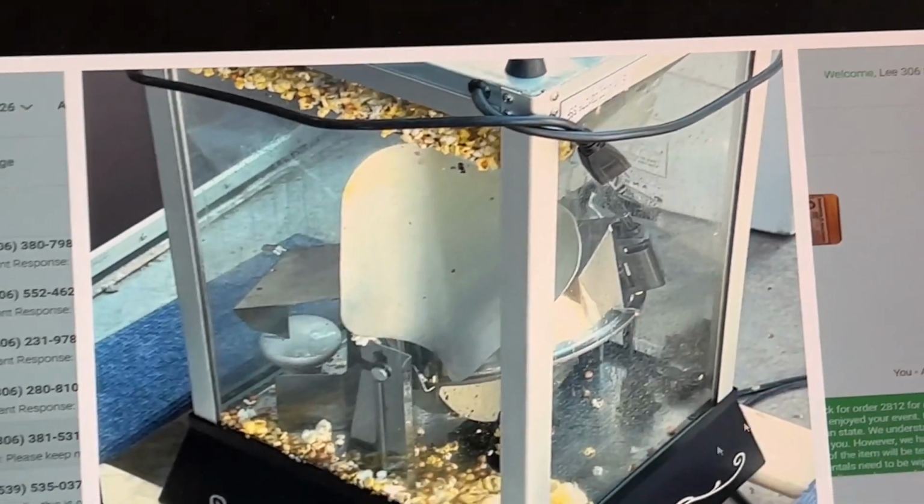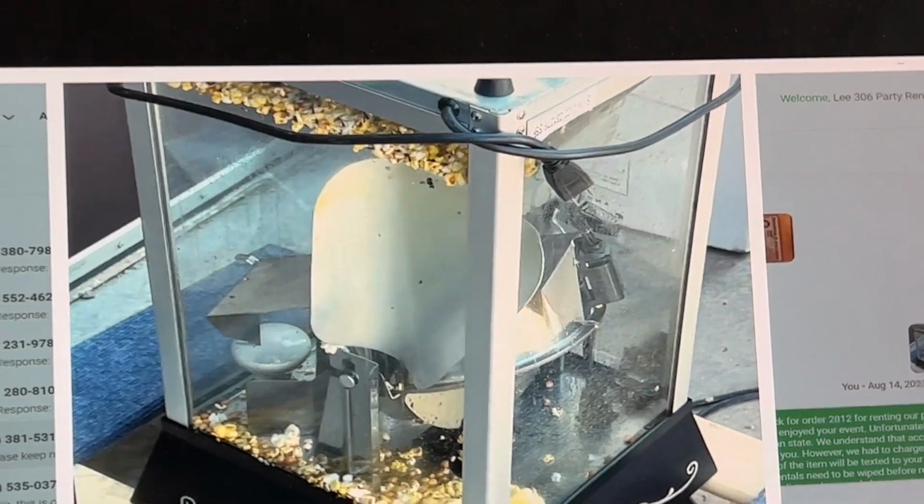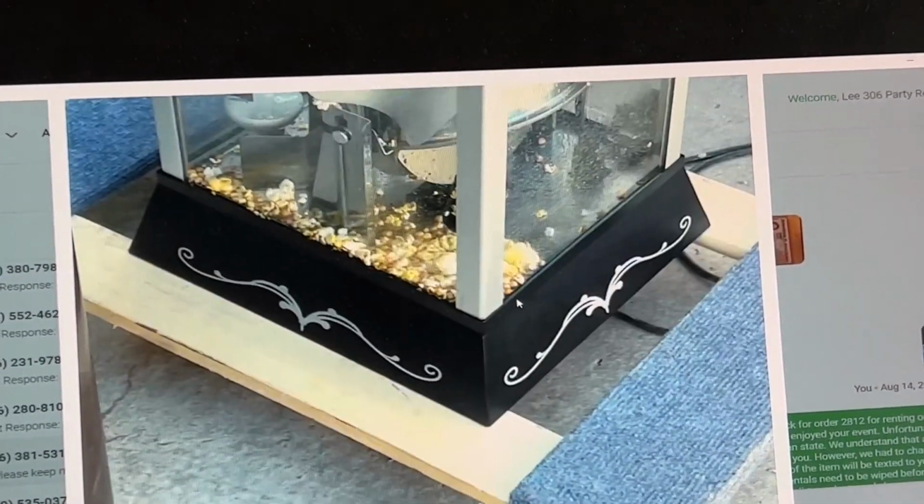So the machine came back, it's got popcorn kernels, they didn't even try, right? And look at that. So what did we do? We sent her a message. Here's how the email goes.